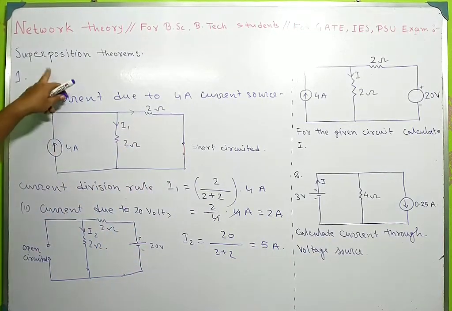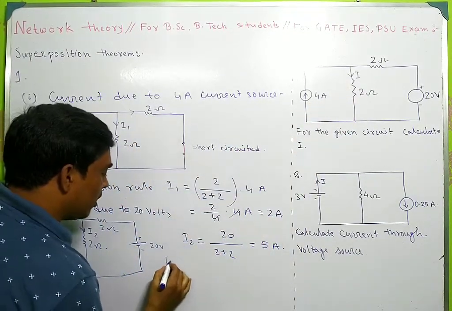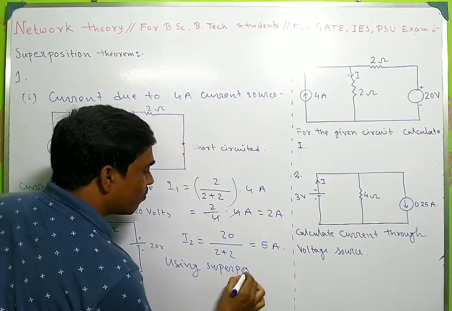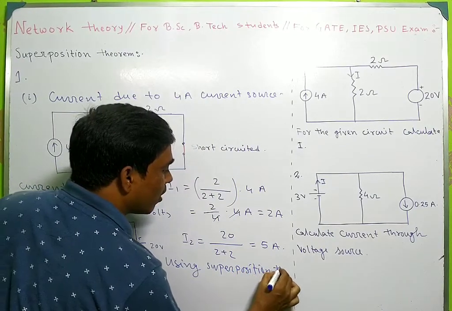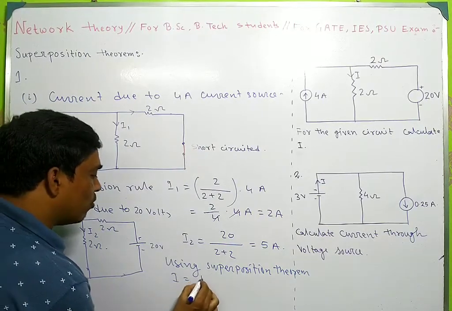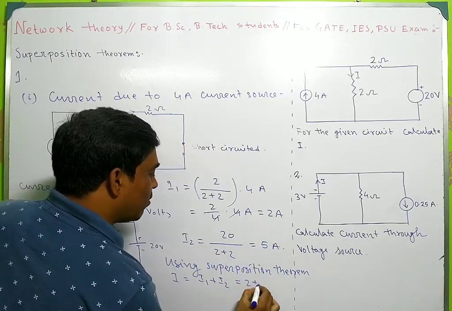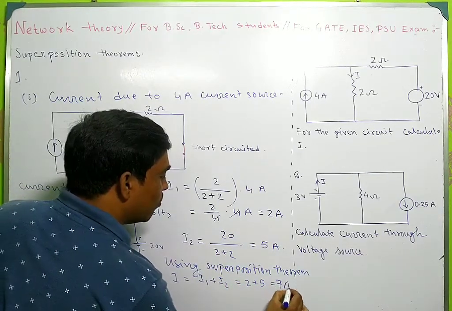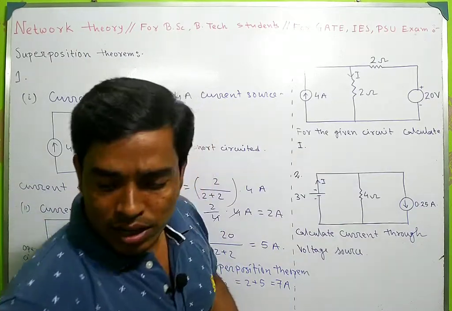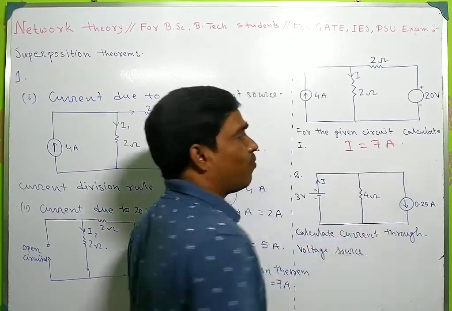Now using the superposition theorem, you can calculate the current I equals I1 plus I2. So it will be 2 plus 5 equals 7 ampere. So here the answer will be 7 ampere. So I will be 7 ampere.